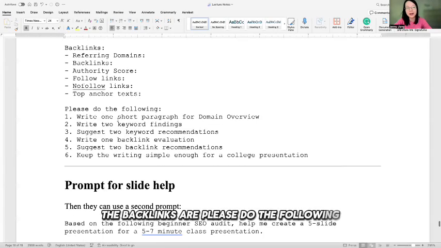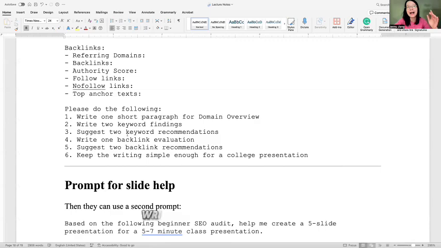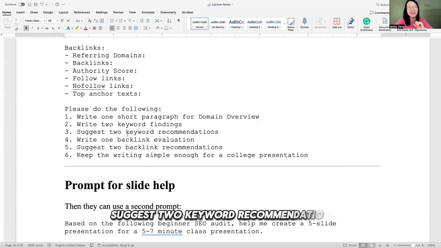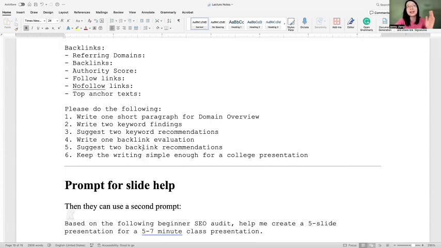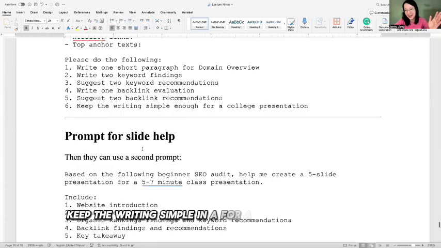Please do the following. Write one short paragraph for domain overview. Write two keyword findings. Suggest two keyword recommendations. Write one backlink evaluation. Suggest two backlink recommendations. Keep the writing simple enough for a college presentation.